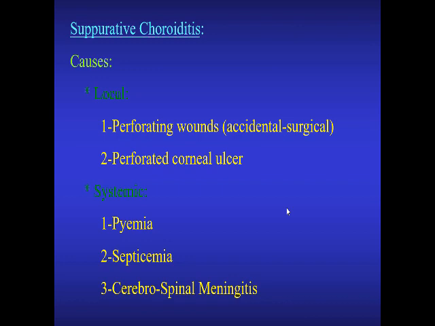Suppurative choroiditis, due to local causes or systemic causes. Local causes such as perforating wounds, accidental or surgical, or perforated corneal ulcer. Systemic, due to pyemia, septicemia, or cerebrospinal meningitis.